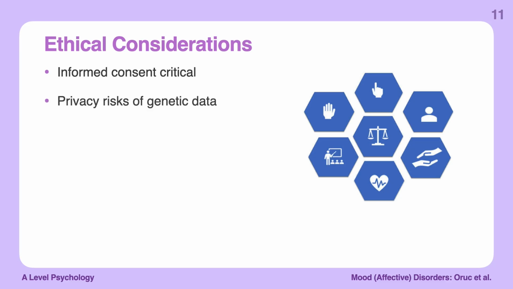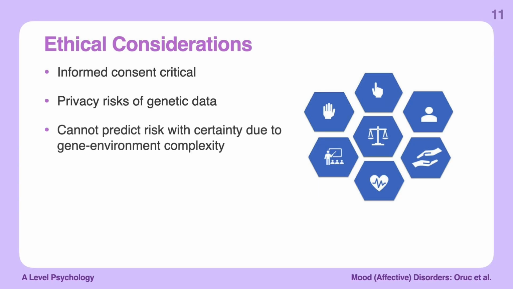There are privacy risks with genetic data. This information could potentially be misused by insurance companies or employers if it's not properly protected. Your genetic information is like having very personal information that could be used against you if it falls into the wrong hands. Importantly, we cannot predict risk with certainty due to gene-environment complexity. Even if someone has risky genes, it doesn't mean they'll definitely develop bipolar disorder. It gives you probabilities, not certainties.